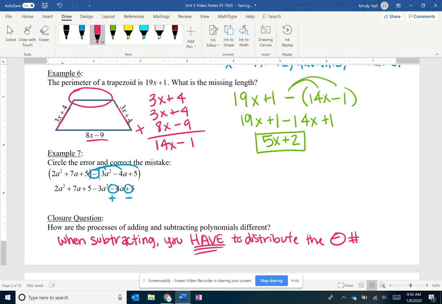Okay, so that is the end of adding and subtracting polynomials. If you have any questions, please feel free to ask either in the comments below or in person, whatever it may be. Please don't overthink this. Just remember, you're adding and subtracting, combining like terms, distributing negative signs. You've done all this stuff before.